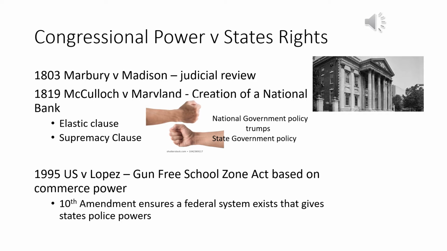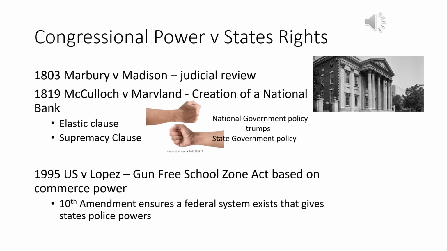Now, what does that clause mean? Congress shall make laws that are necessary and proper to carry out its express powers. Well, what are the express powers? That's Article 1, Section 8, Clauses 1 through 17. Those are all the express powers. Well, nowhere does it say that Congress can create a national bank in those clauses 1 through 17. So how can Congress create a national bank?